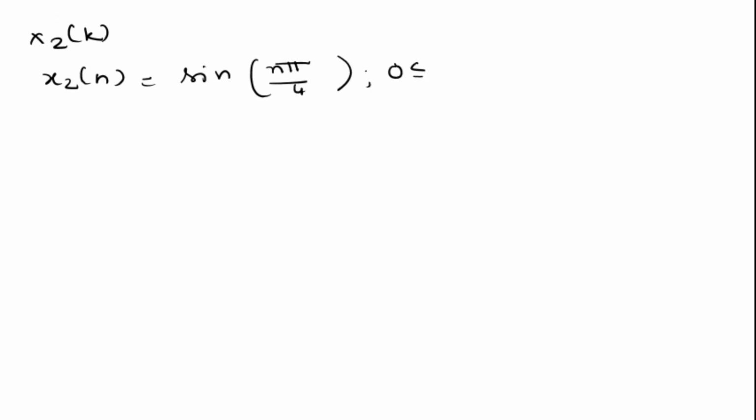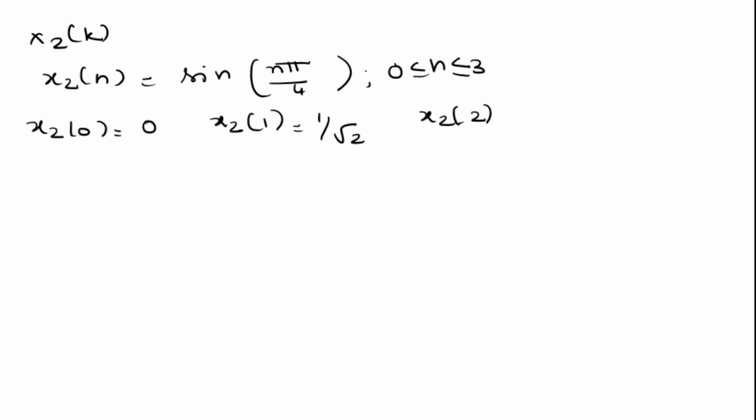Similarly, we have to find out x2 of k. x2 of n is given as sin n pi by 4, where n varies between 0 to 3. Then x2 of 0 is equal to 0, x2 of 1 is equal to 1 by root 2, x2 of 2 is equal to 1, x2 of 3 is equal to 1 divided by root 2.